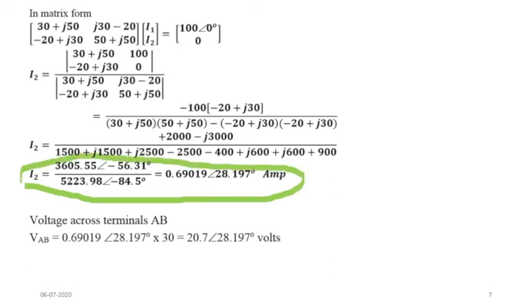Since we have been asked to find the voltage across AB, we only need the value of I2. Students are also advised to find the value of I1. So VAB is nothing but the current I2 into 30 ohm. Why 30? Because 30 ohm is the resistance through which this current of 0.69019 at an angle 28.197 degrees ampere is going to flow. And this is how the voltage VAB is found.